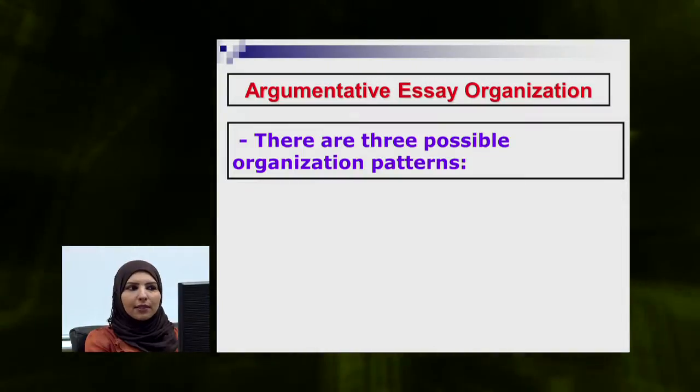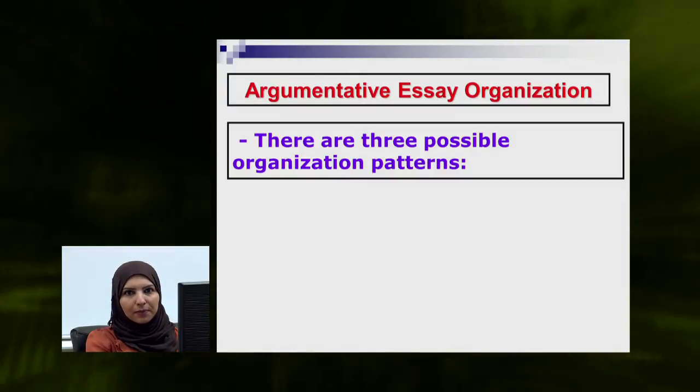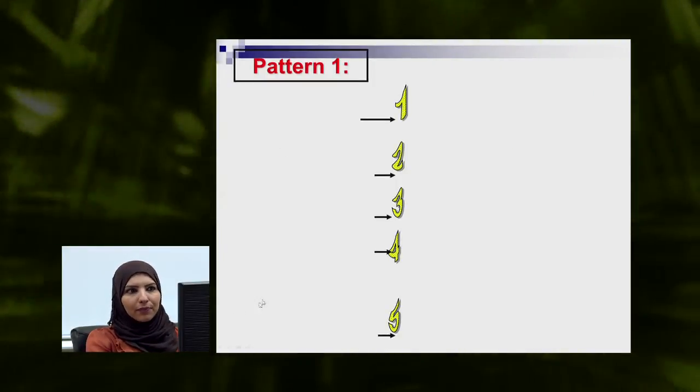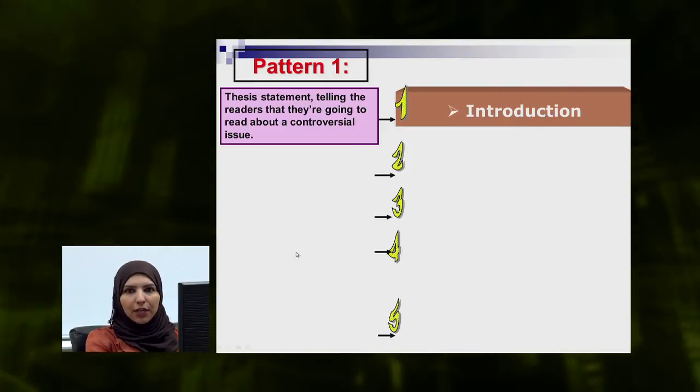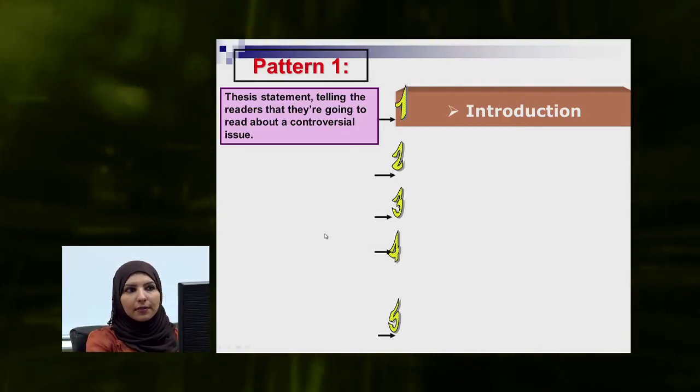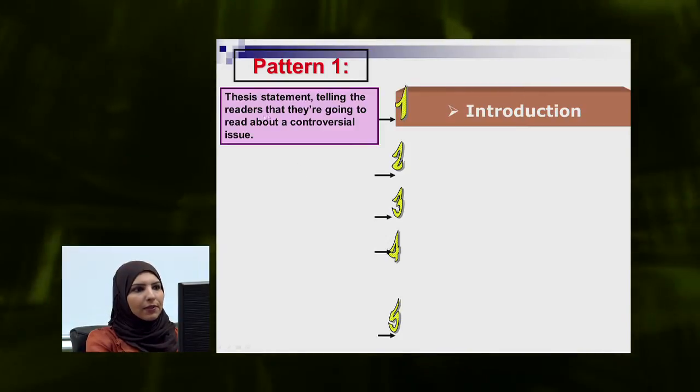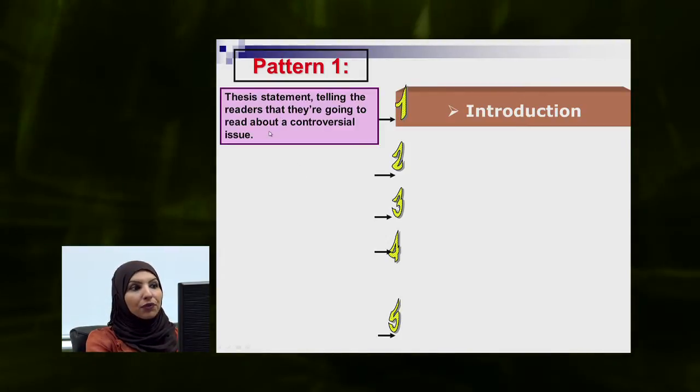Actually, there are 3 possible organization patterns. Now let's look at the first pattern. For pattern 1, you start with an introduction, and in this introduction you are going to write your thesis statement, telling the readers that they are going to read about a controversial issue.